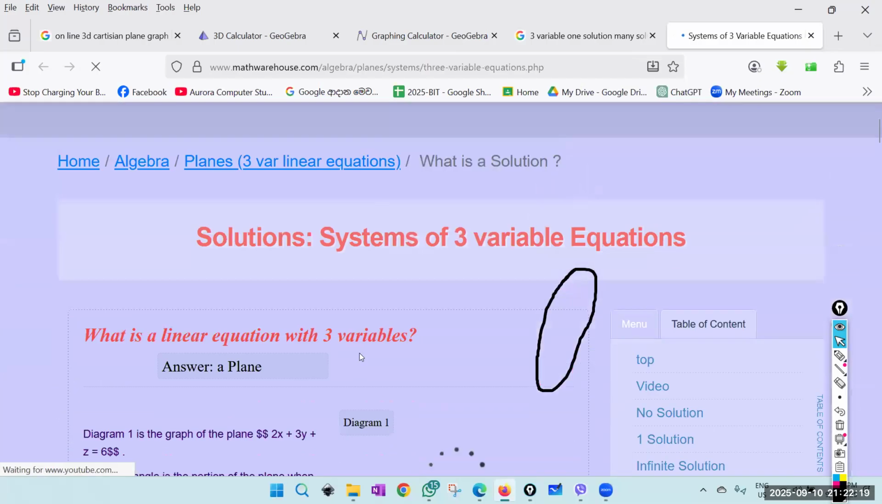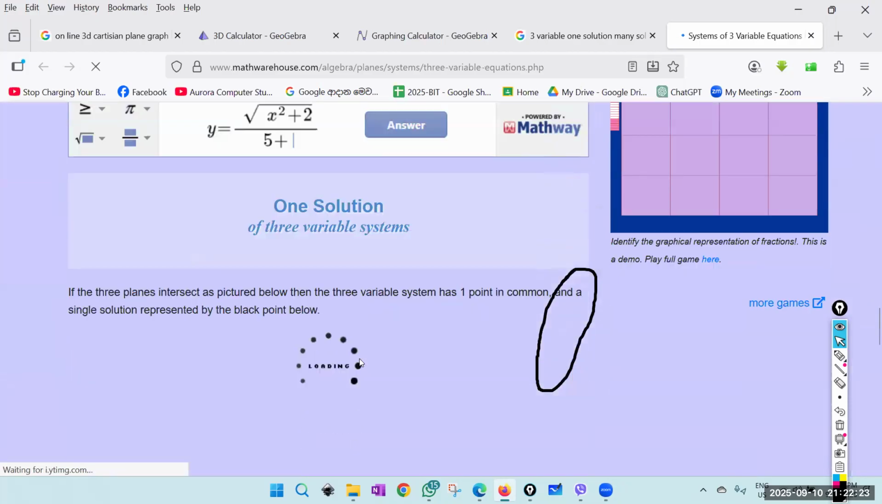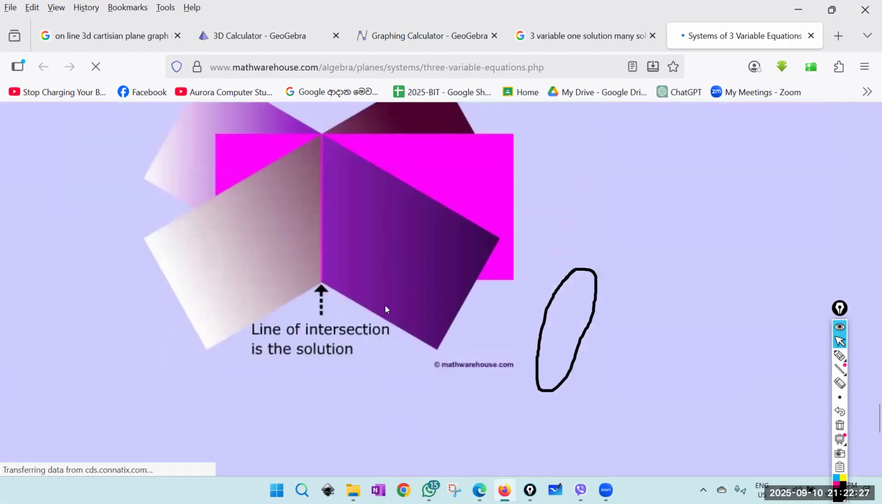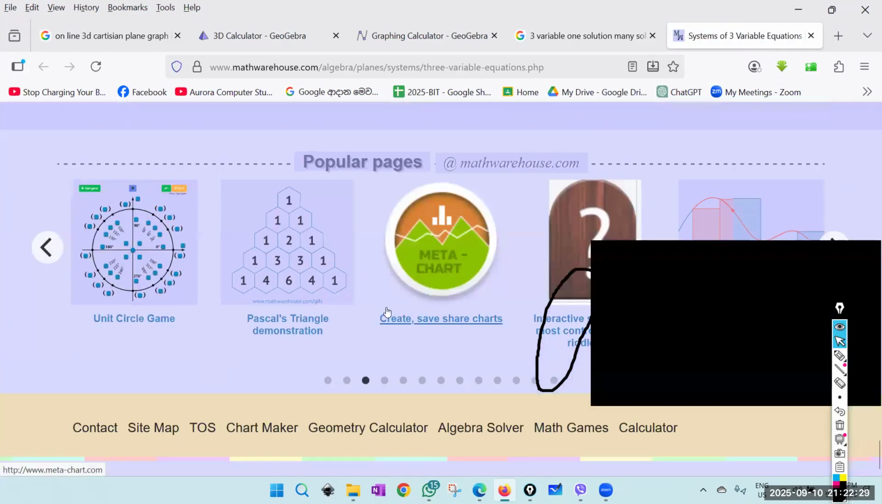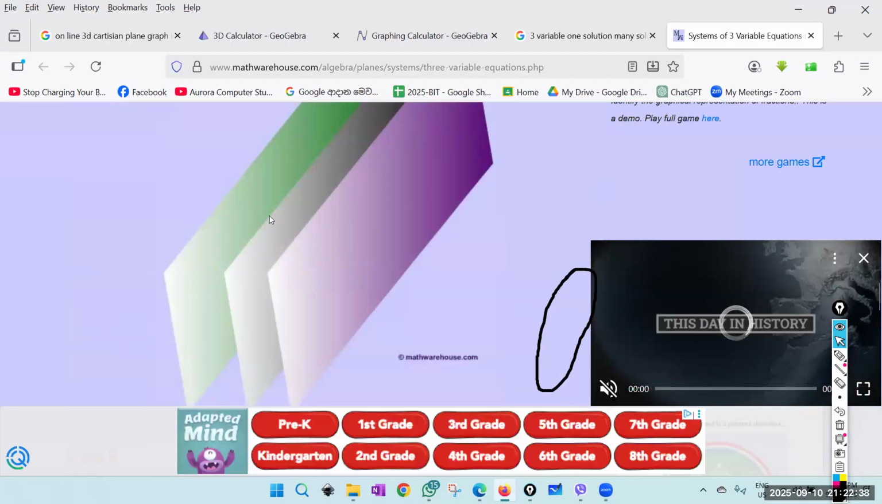Now this is three dimension. That means three variable system. That is why we have three dimensional graphs. So these are three equations, but you can see these are parallel. These three planes are parallel. So that means this one has no solution.